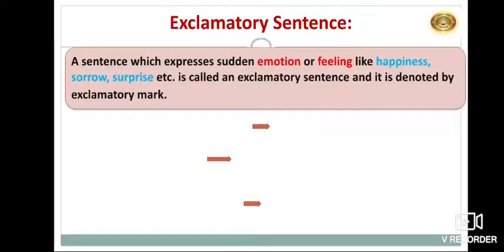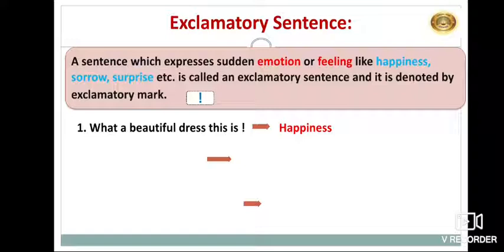Now we will see the fourth type, that is the exclamatory sentence. What is an exclamatory sentence? A sentence which expresses sudden emotion or feeling like happiness, sorrow, surprise, etc. is called an exclamatory sentence, and it is denoted by an exclamation mark. Now we will understand with the help of some examples. Now see this sentence. What a beautiful dress this is! Now what are you expressing? Your happiness, when you see your father has brought a new dress for you. This is an exclamatory sentence because we are expressing our happiness and putting an exclamation mark.